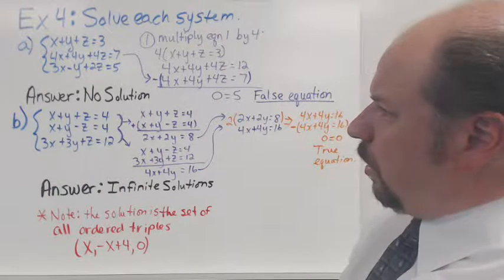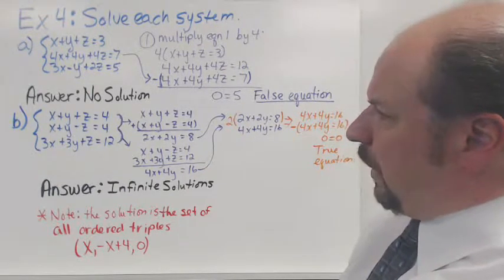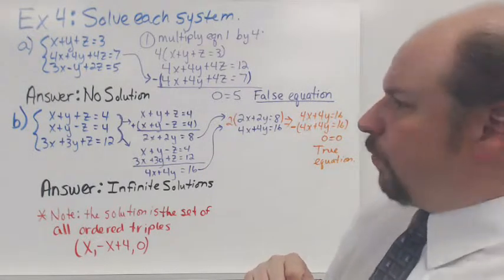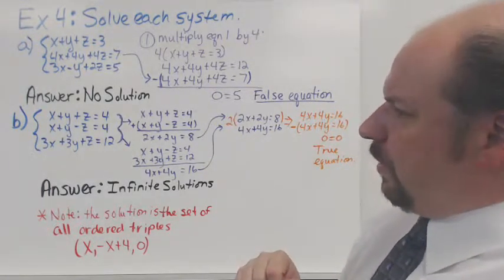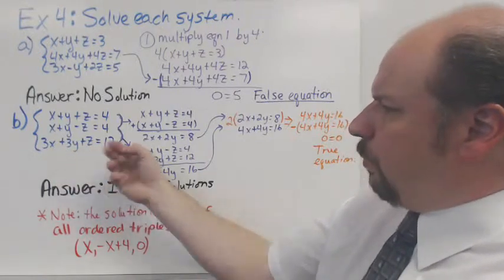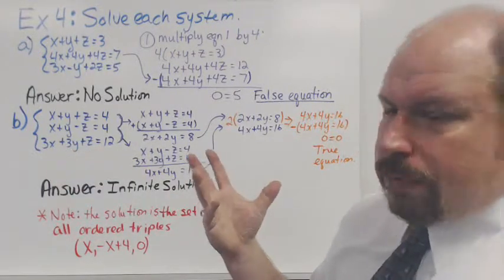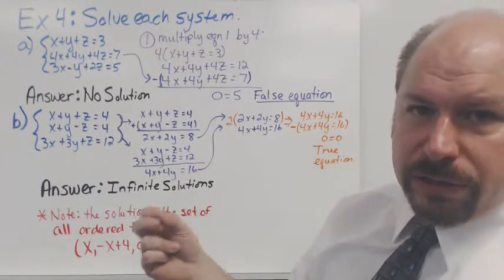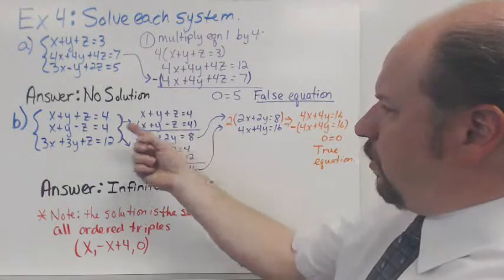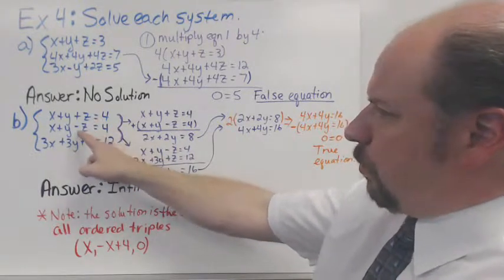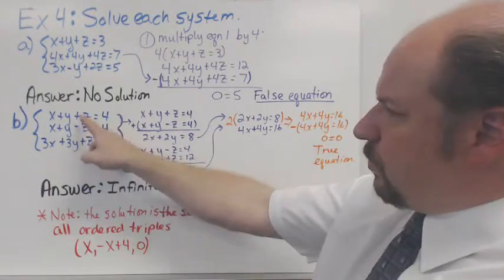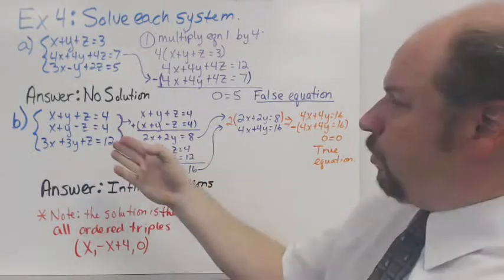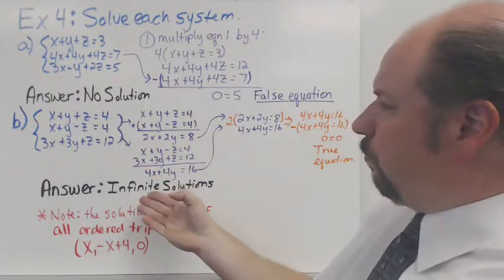Okay, and in our final example, example 4b, we have these three equations here: x plus y plus z equals 4, x plus y minus z equals 4, and 3x plus 3y plus z equals 12. So remember, I'm just going to go ahead and use elimination. And it's kind of nice. I can use this one since this is minus 1z and these are both plus 1z. I can use this equation, the middle one, to eliminate z from both of them.